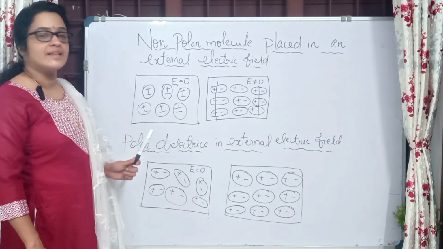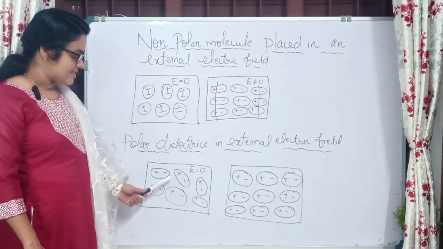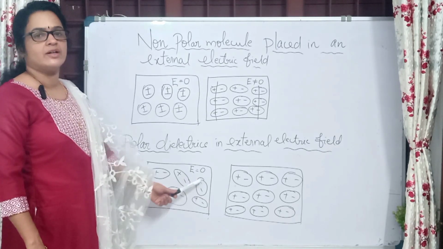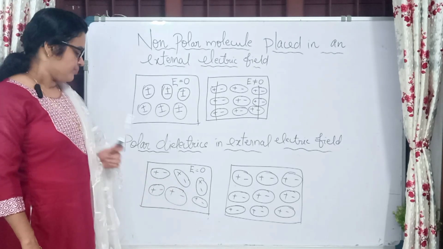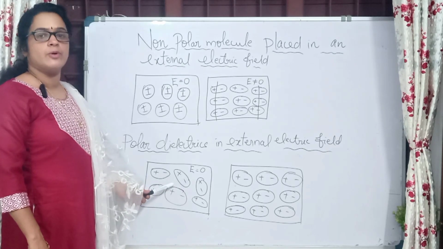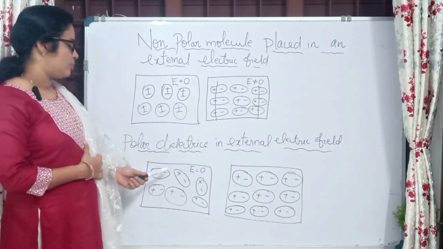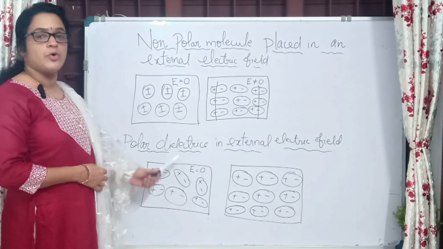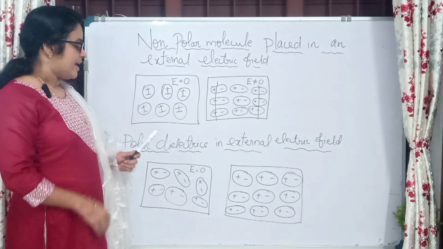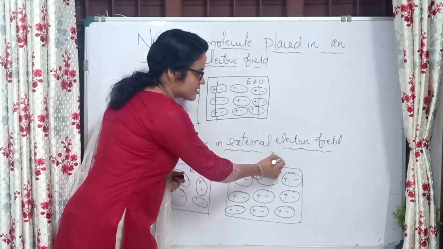But if you are taking the net dipole moment, what will we get here? Here it is randomly arranged. It is not arranged in order. So if you are placing like that, this positive and negative, all these dipole moments will get cancelled. That means there will be no net dipole moment for this polar dielectric. Clear?